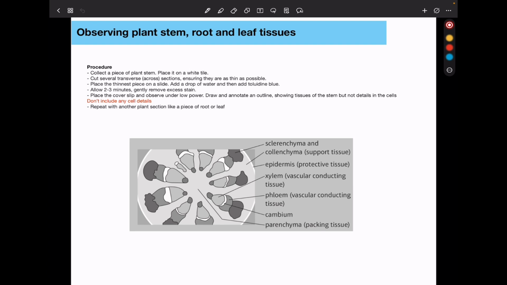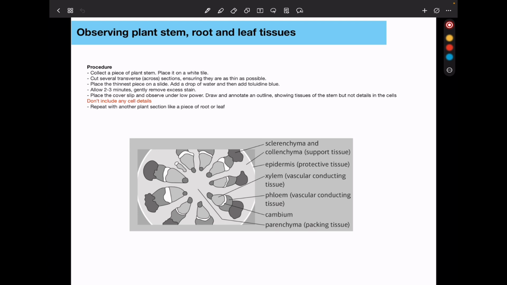So in observing plant tissues, you have to make sure you wear gloves as well as eye protection. The tissues that we're going to observe here are going to be plant stems, plant leaves as well as plant roots. And because this part is about observing, we have to be able to draw the structures that we see.